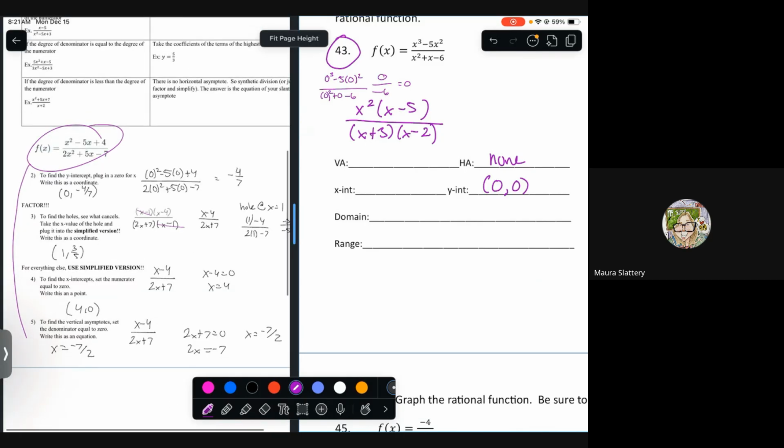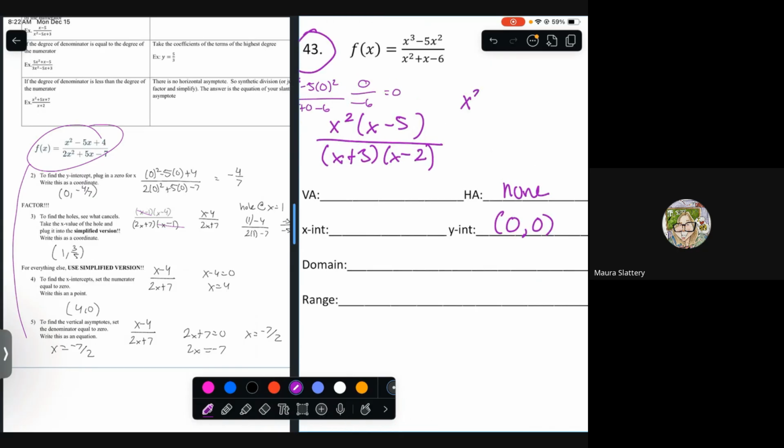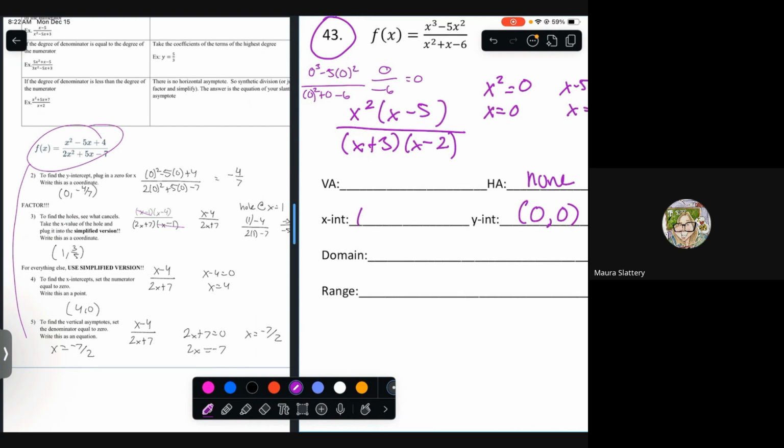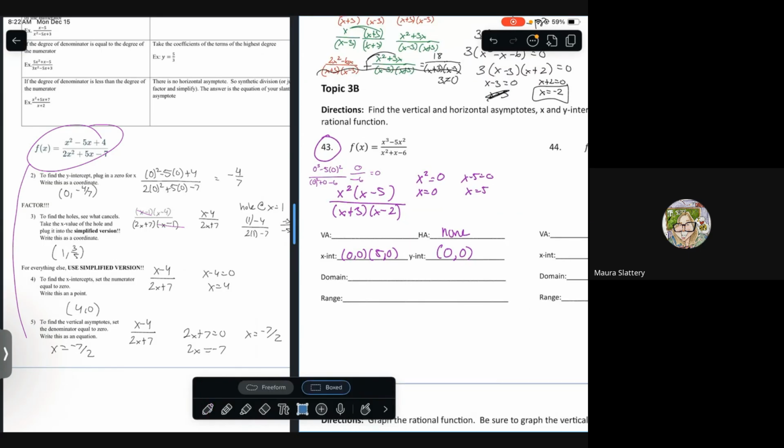All right, and then we can just go down the line here to find the x-intercepts. I take the numerator and set it equal to 0, so I'm going to say x squared is equal to 0, which gives me x equals 0, and then x minus 5 equals 0, which gives me x equals 5. So for my x-intercepts, I get (0, 0) and (5, 0). Then to find my vertical asymptotes, I take the denominator and set it equal to 0. So I do x plus 3 equals 0, x minus 2 equals 0. So I get that x is equal to negative 3 and x is equal to positive 2.